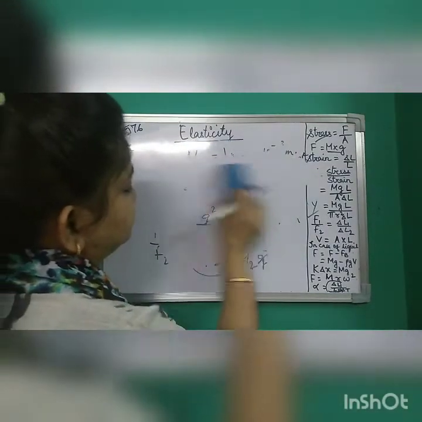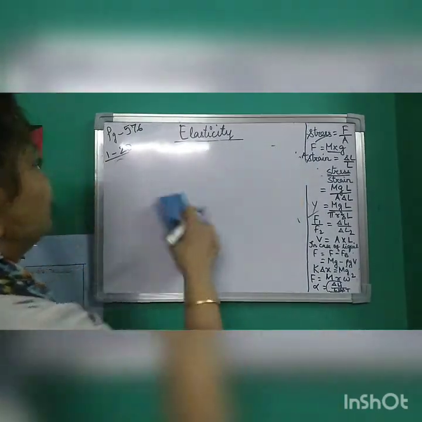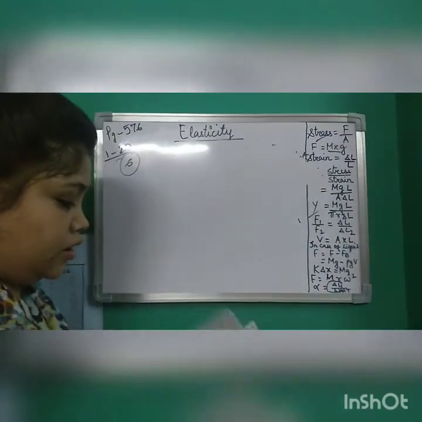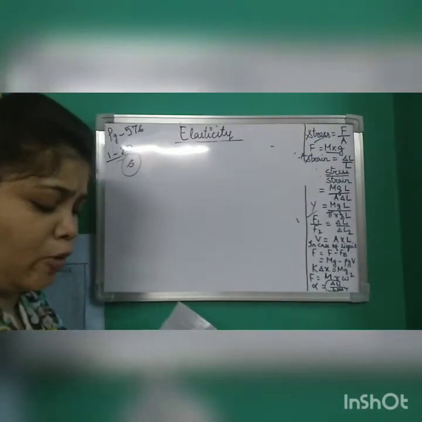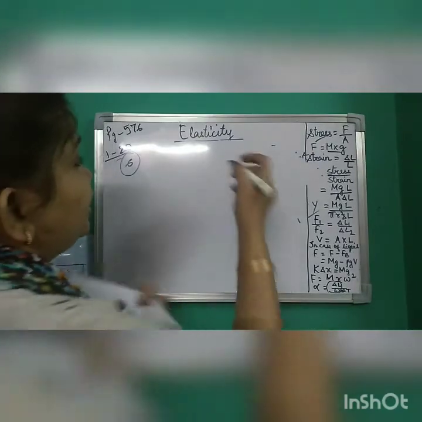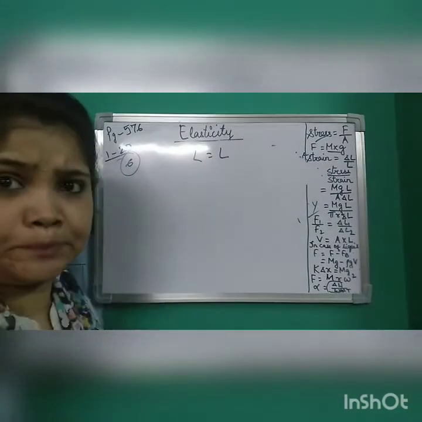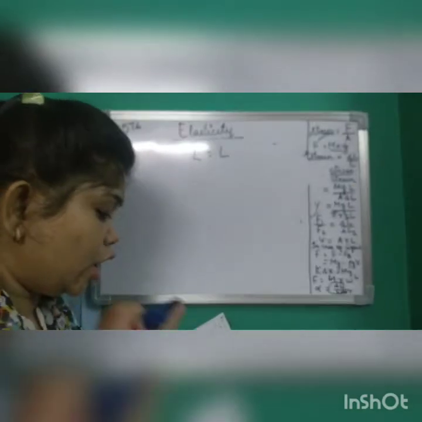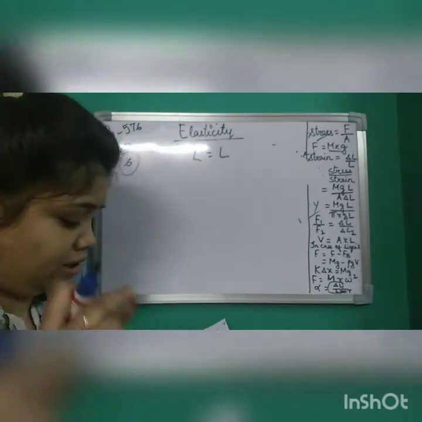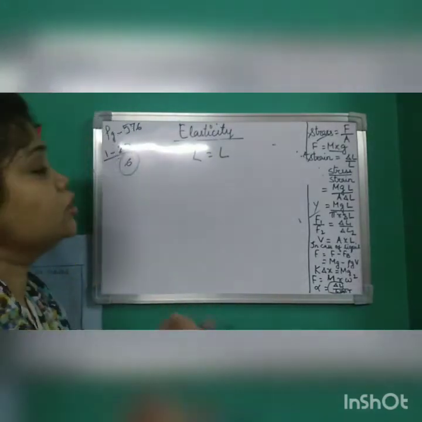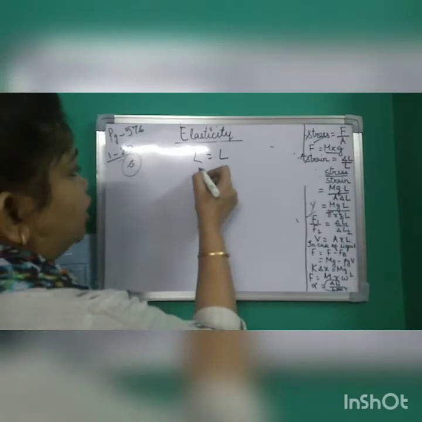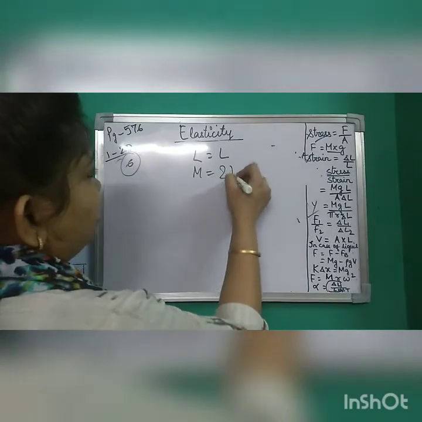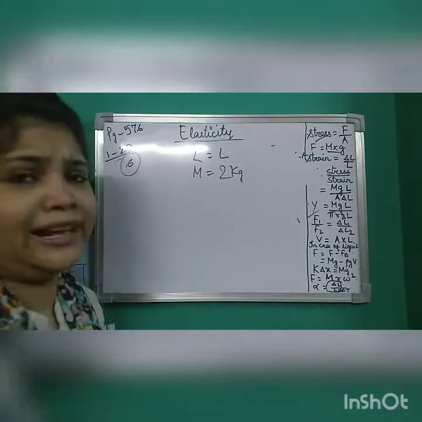Okay. Number 6 sum. Let us see what number 6 sum is telling us. The length of a wire increases by 1%. So let the original length be L. It is increasing by 1% when loading a 2 kg weight on it. What is the mass of the body given? It is given 2 kgs. So let the length be L.